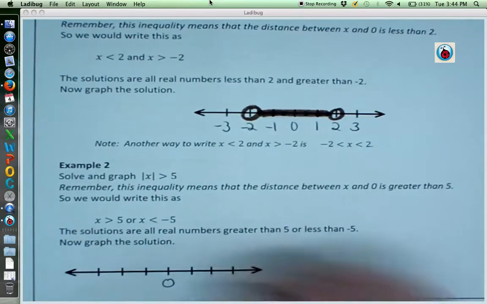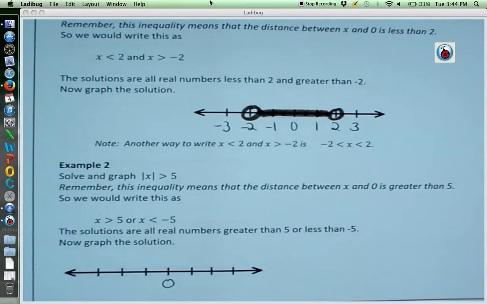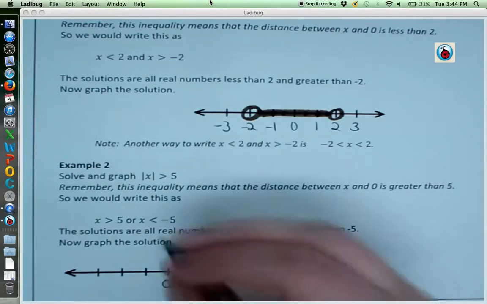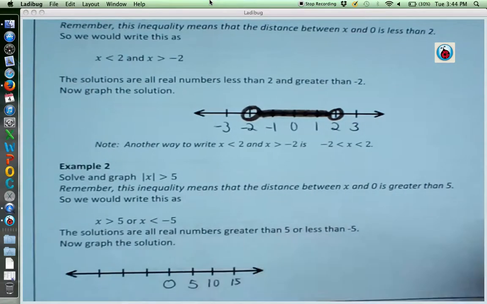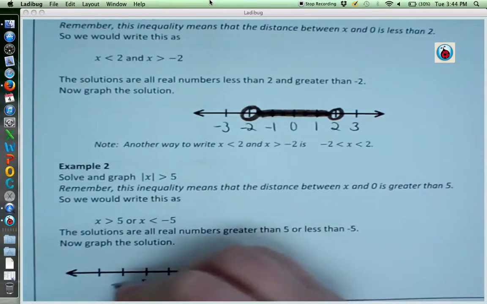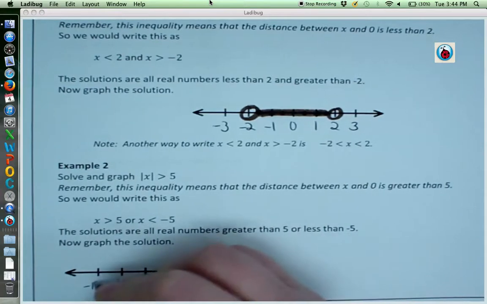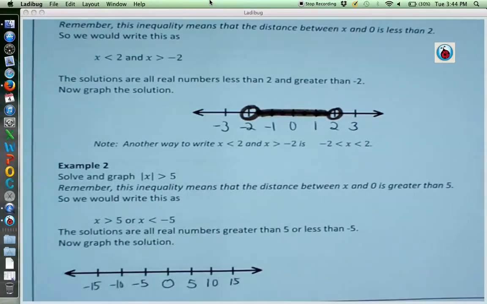I'll start with 0 in the middle, and I'm actually going to count by 5s. So 5, 10, 15, -5, -10, -15. You can always count by a certain number if you want to make sure everything fits in your number line like that.